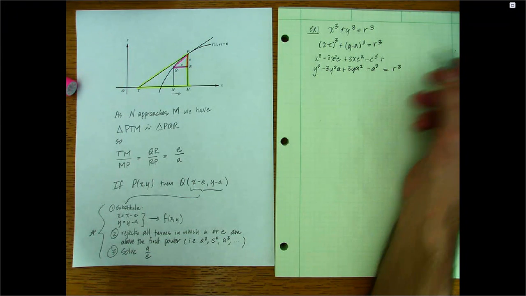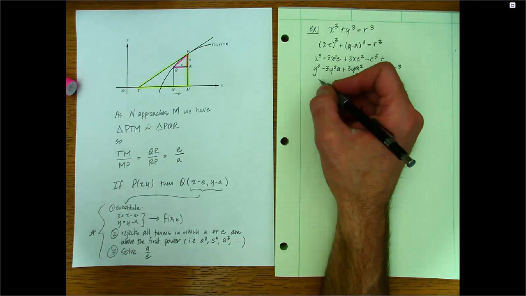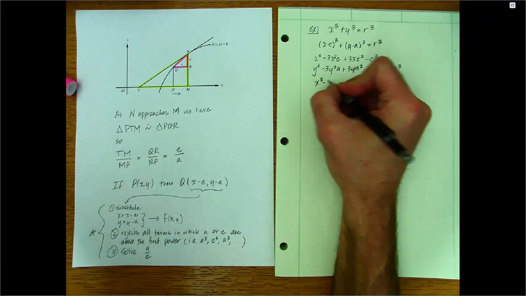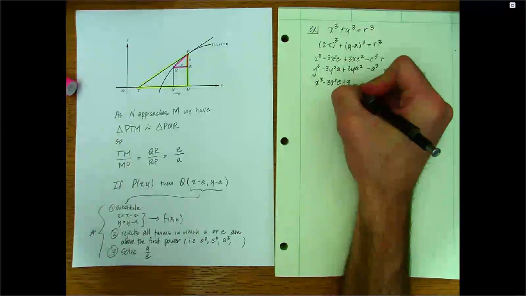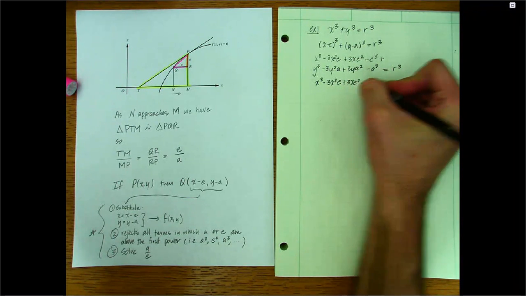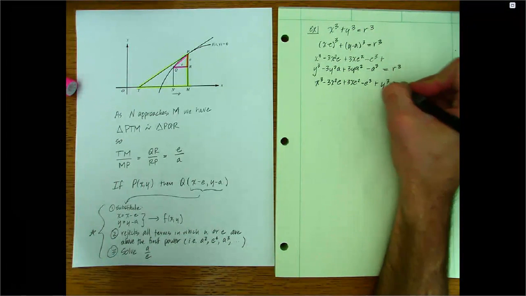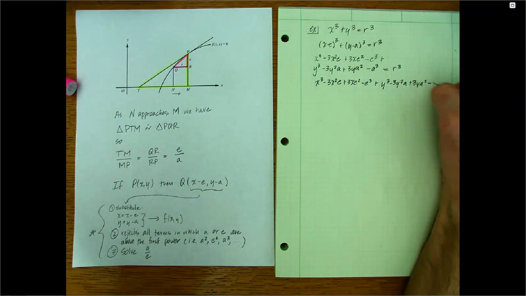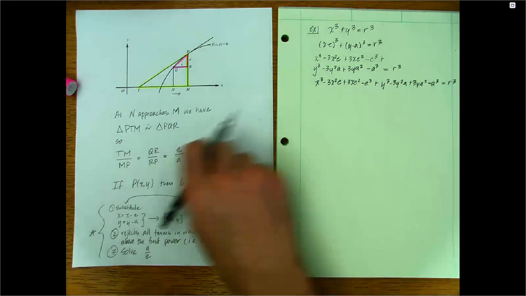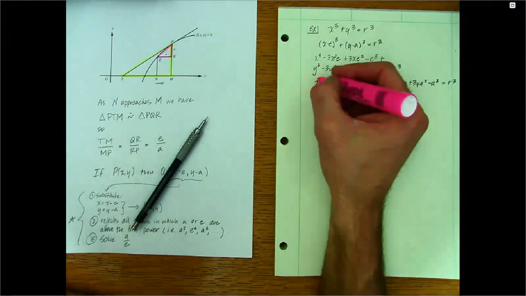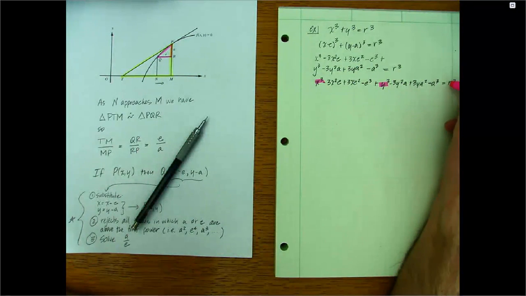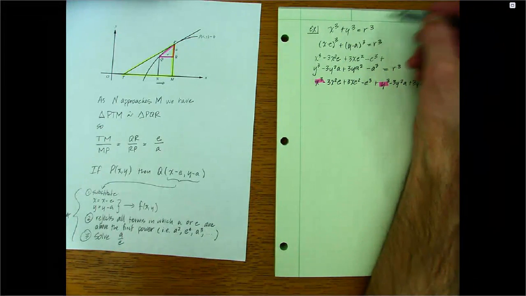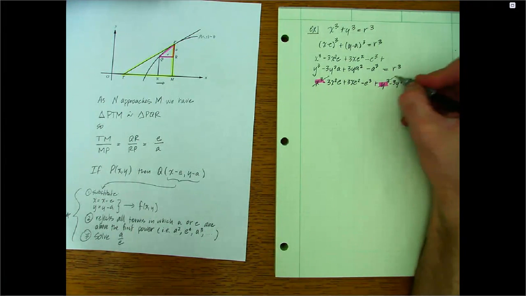Writing it compactly on one line: x to the third minus 3x squared e plus 3x e squared minus e to the third plus y to the third minus 3y squared a plus 3ya squared minus a to the third equals r to the third. One thing you should notice is that we do have an x to the third and a y to the third and an r to the third on either side of the equal sign, and from the statement of the problem those are equal, so we can literally just cancel those out.